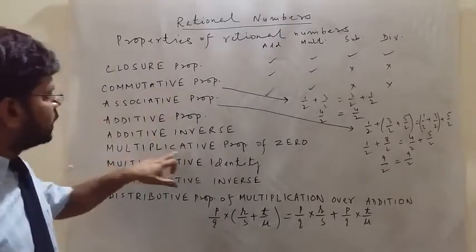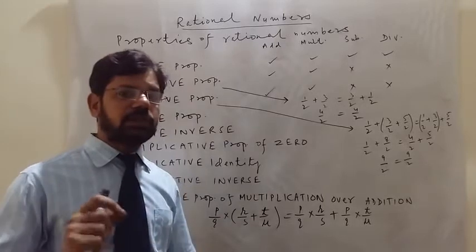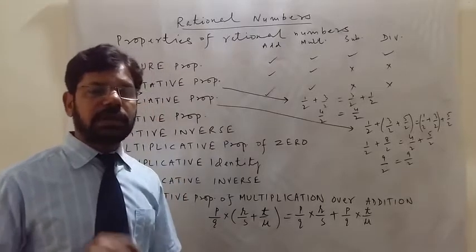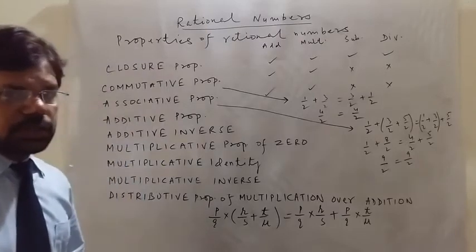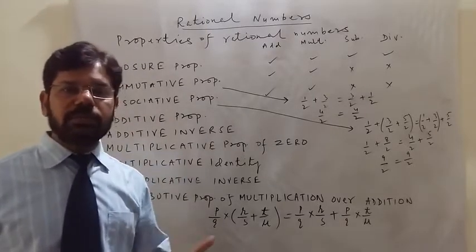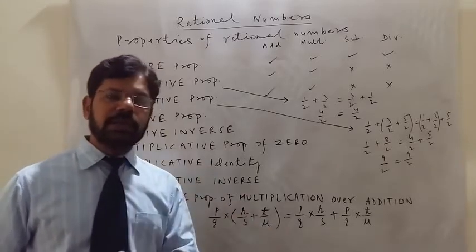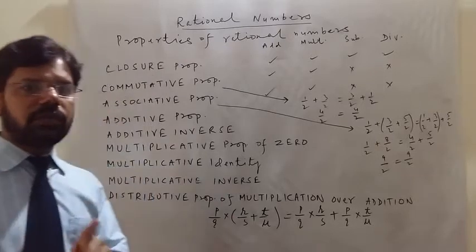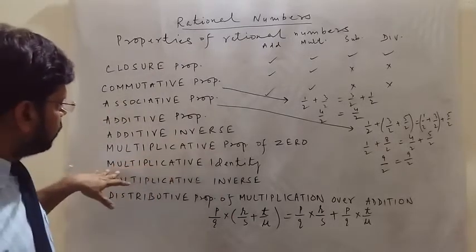And multiplicative property of 0 means if you multiply 0 by any rational number, then the product would be 0. And if you divide any number by 0, that is not defined. If you divide 0 by any number, then the result would be 0. Now, multiplicative property of 0, as I defined.